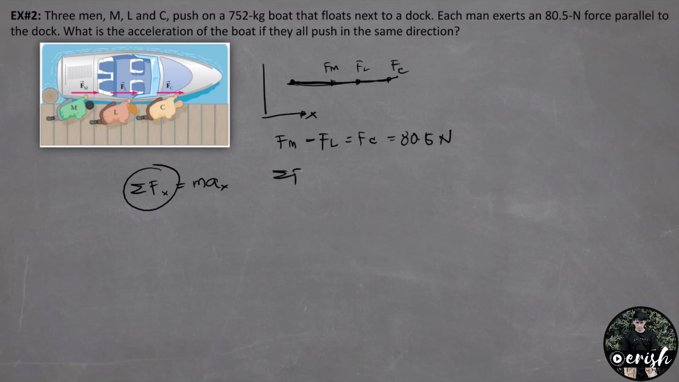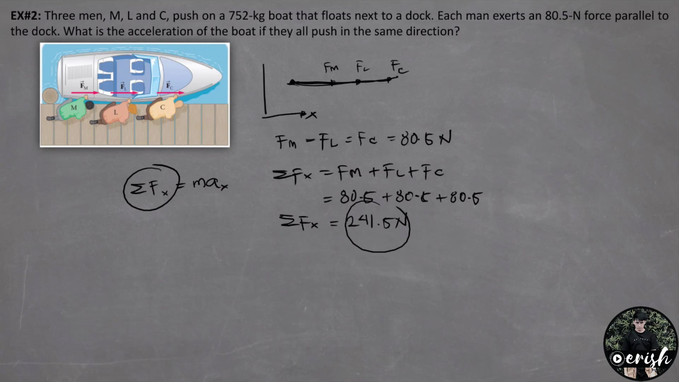Solving for the net force, summation of f of x is equal to fm plus fl plus fc. And this is 80.5 plus 80.5 plus another 80.5. Summation of fx is equal to 241.5 Newton. And ito ngayon yung ilalagay natin dito sa summation of f of x sa formula natin to solve for the acceleration at the horizontal component, since alam naman na natin yung mass ng boat.